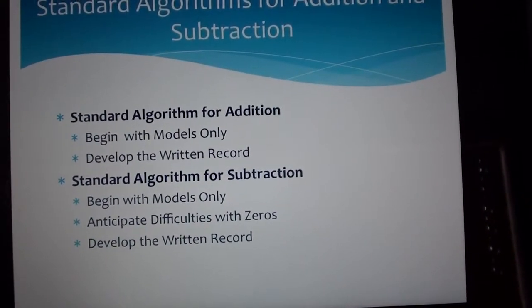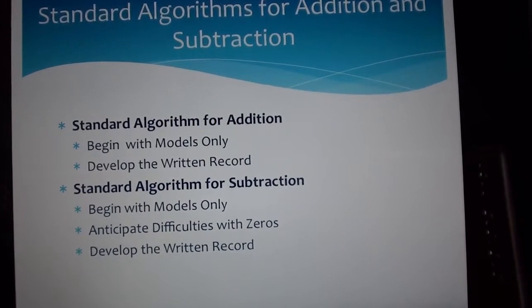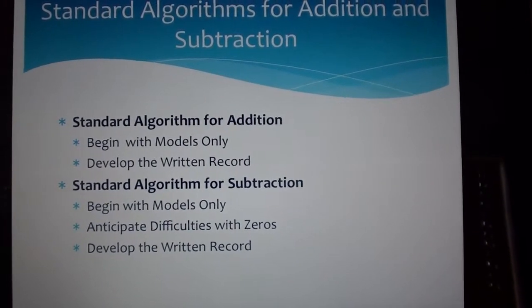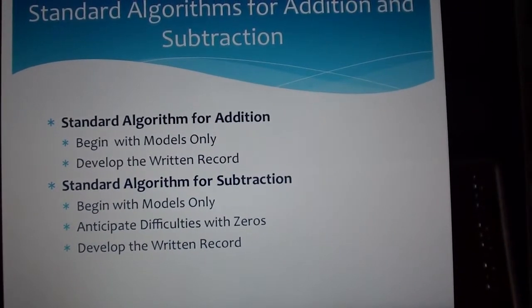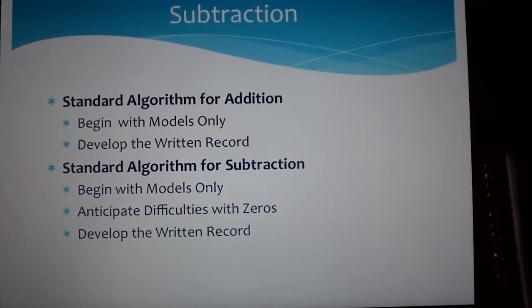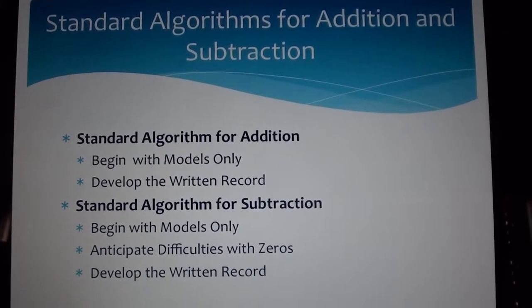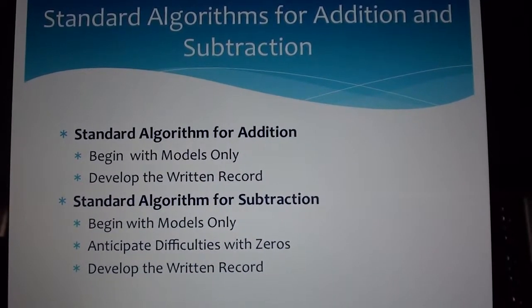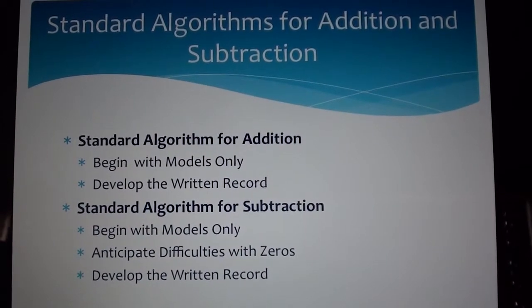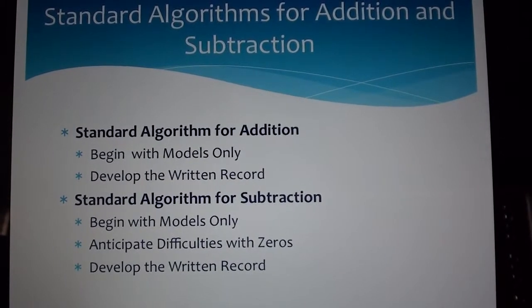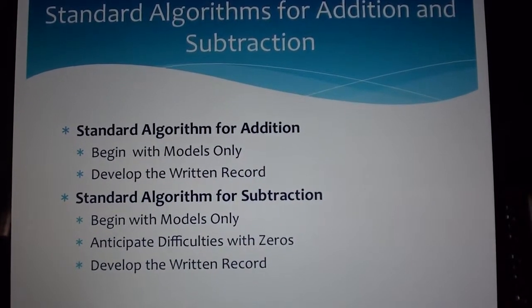developing the written record. The standard algorithm for subtraction is similar to the addition one. We must first begin with models. We must also, for subtraction, anticipate difficulties with zeros, and then we can develop the written record.